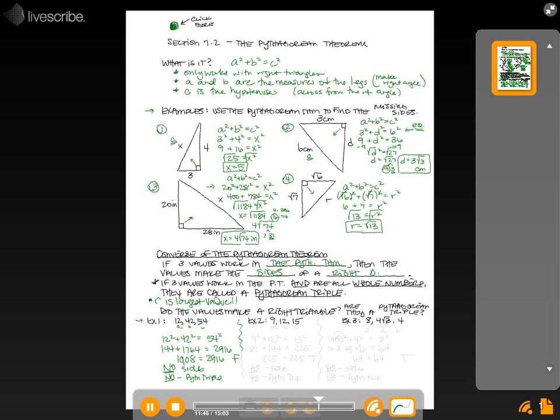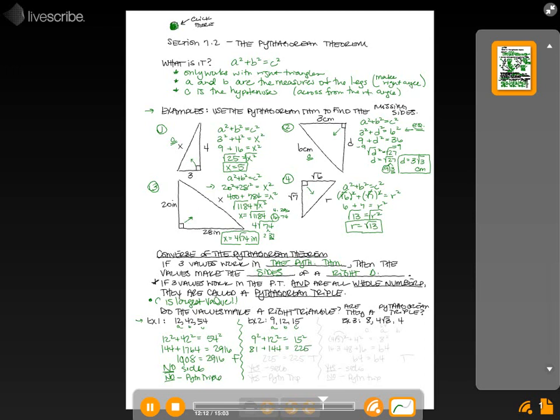Let's look at example 2. Our three values are 9, 12, and 15. Well, the biggest one has to be C, which is 15, and then A and B could be the other two. We do the same thing. We're going to plug it in. 9 squared plus 12 squared equals 15 squared. Well, 9 squared is 81, 12 squared is 144, 15 squared is 225.